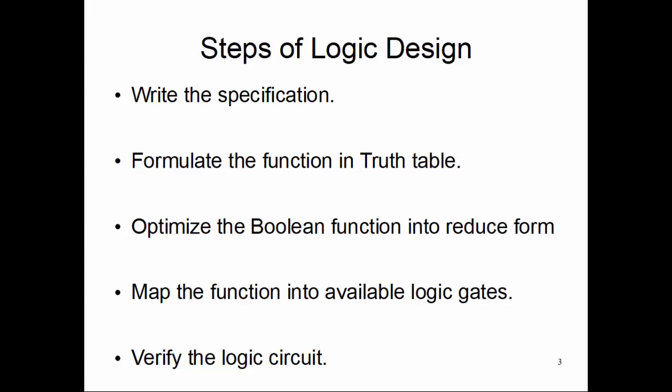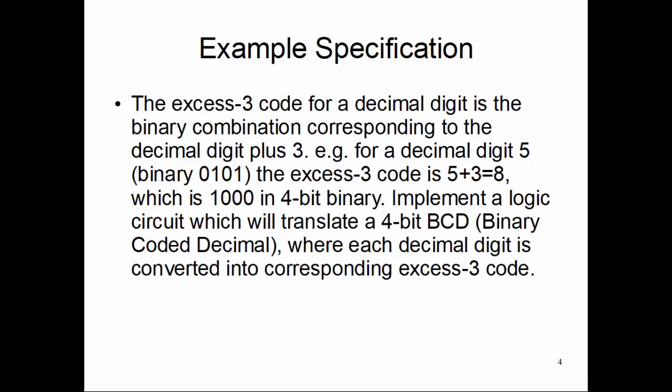So let's go with an example. Let's say we discuss with a customer and come up with a specification that both parties signed. We signed as a designer, saying we are going to do this system, and the customer also signed that, I agree that this specification captures all my intended usage, all my requirements. So this system says the XS3 code for a decimal digit.